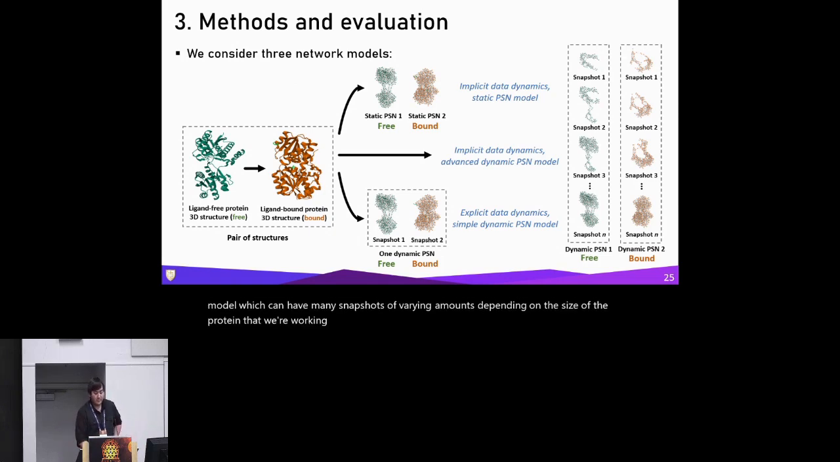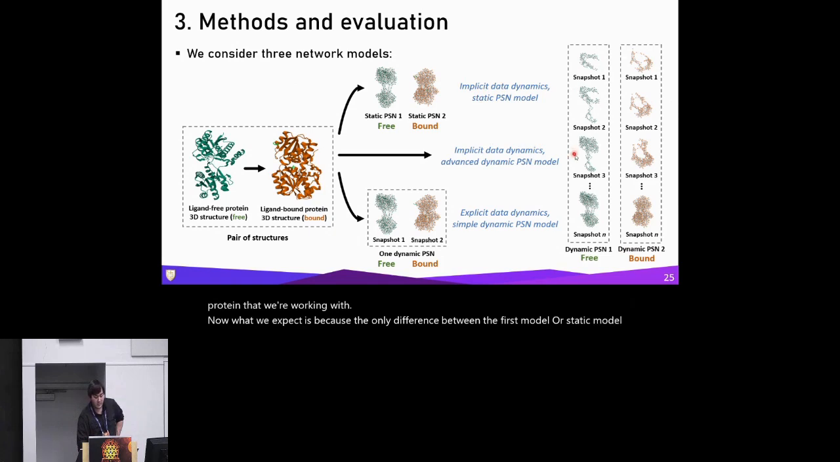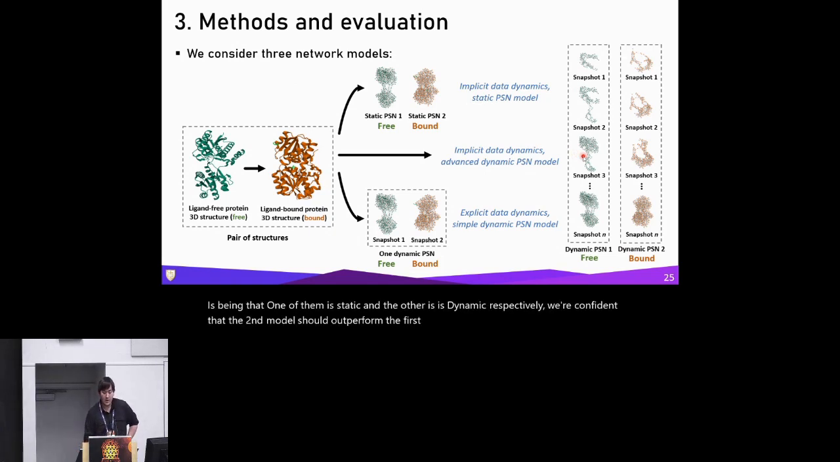Now, what we expect is, because the only difference between the first model, our static model, and the second model is that one of them is static and the other is dynamic, respectively, we're confident that the second model should outperform the first model. But with the second model having the advantage of being advanced, yet having implicit data dynamics, and the third model having the advantage of having explicit data dynamics, yet being simple, we're not certain exactly what would happen or what kind of performance we may get, but that's something that we'll see very soon.